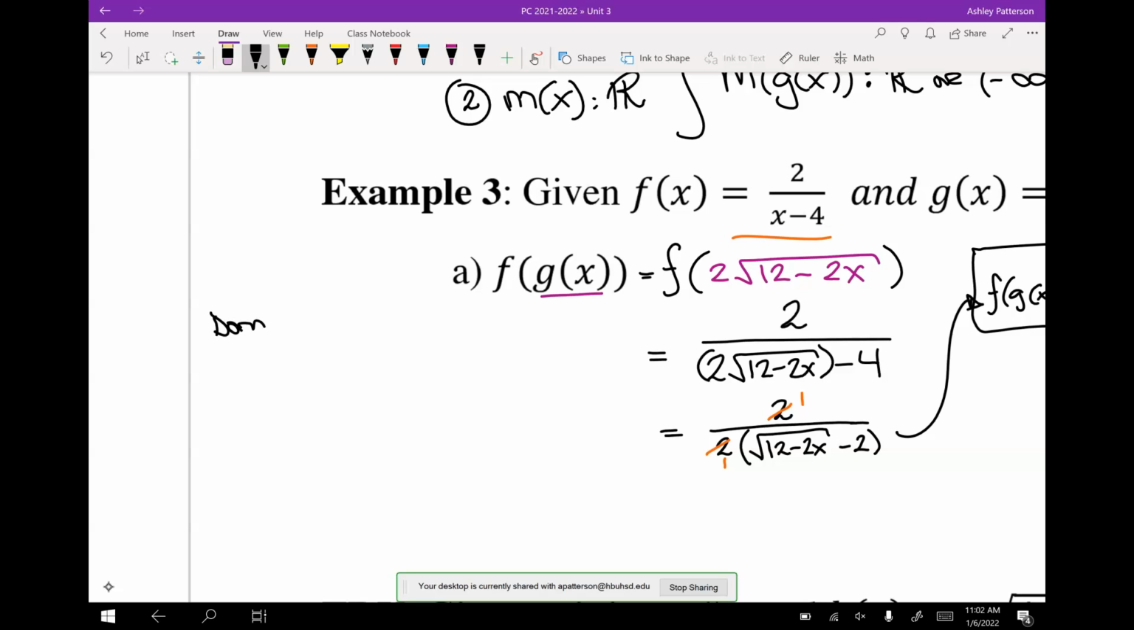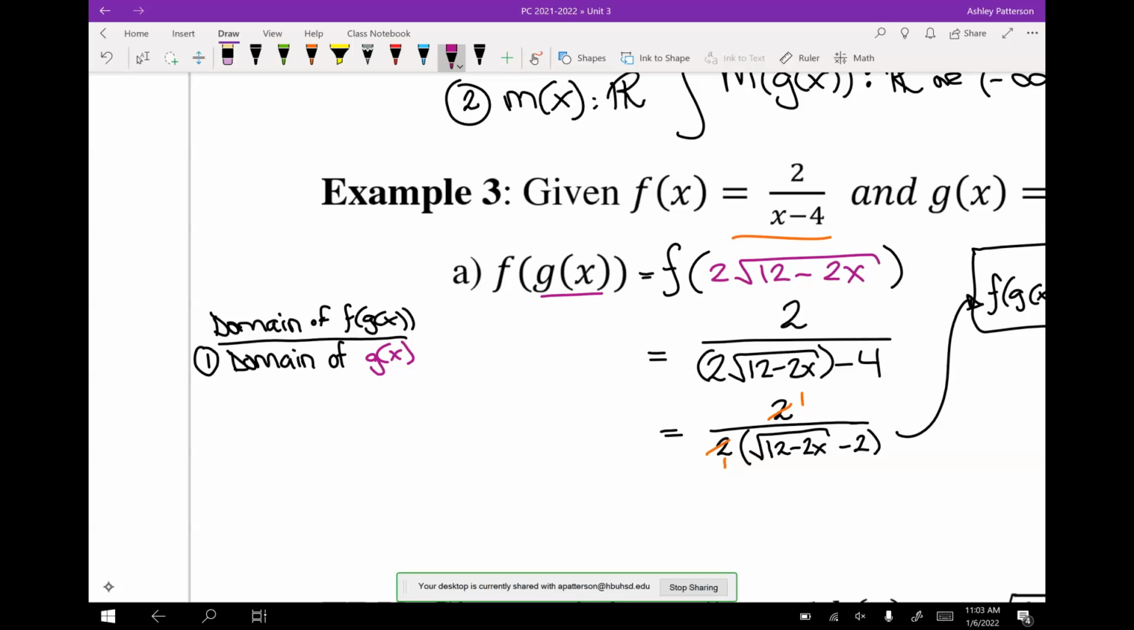The domain of f of g of x. In other words, what's the domain of the composed function? The first thing that you want to do is find the domain of the inside function. So for us, we want to find the domain of g of x.